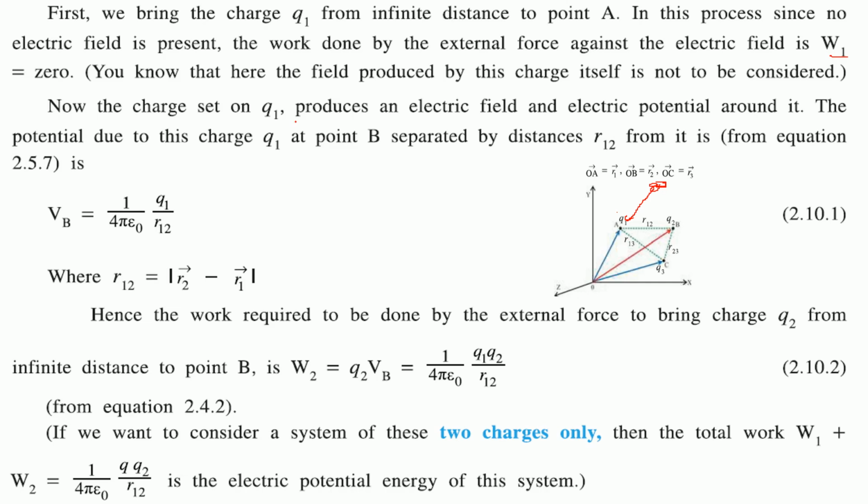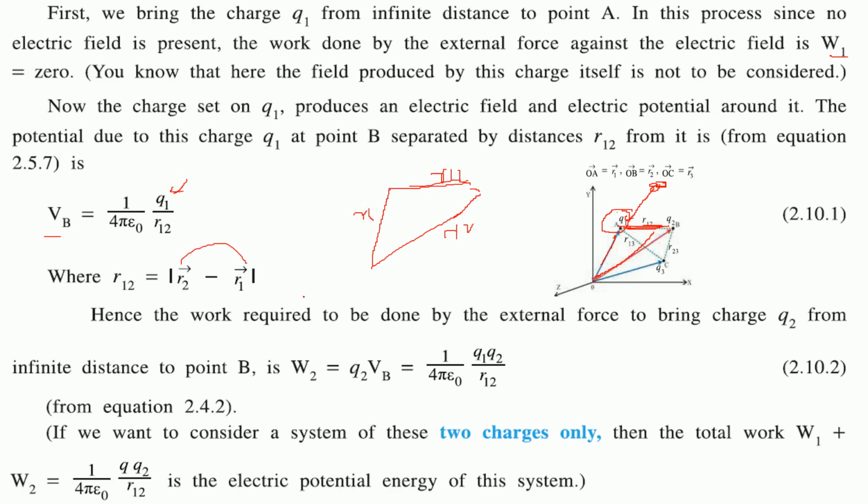So this potential due to this charge Q1 at point B, which is separated from it by, say, this distance R12, will be, say, VB. It will be 1 by 4 pi epsilon naught, Q1, the charge we are taking, and the distance from Q2, that is R12. R12 is nothing but R2 minus R1. This is R12, this is R2, and this is R1. So R12 is R2 minus R1.